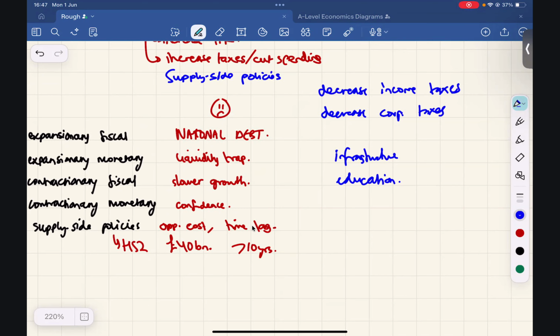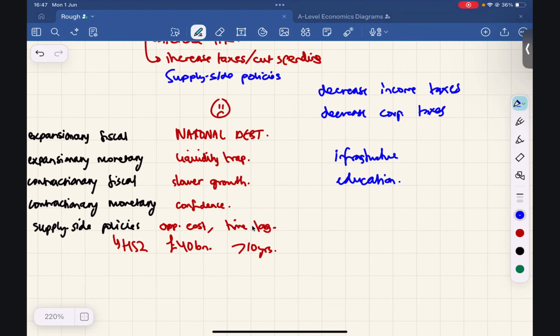The idea behind infrastructure is that better transport links and better infrastructure will lead to more productivity, so LRAS will shift out. Better education and training will lead to more labour market mobility, more skills, and therefore more productivity, therefore LRAS will shift out. Decreasing income taxes will lead to more skilled workers being incentivized to work. People will be incentivized to take overtime or work harder or work longer to achieve promotions or pay rises as they're rewarded more for it. That increase in hard work will lead to more productivity and an increase in LRAS.